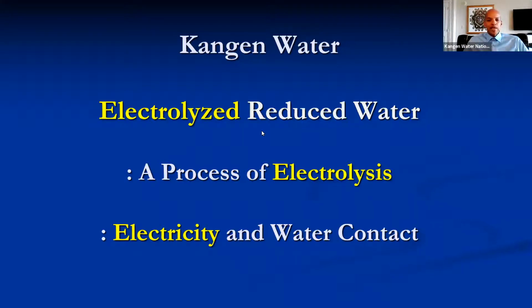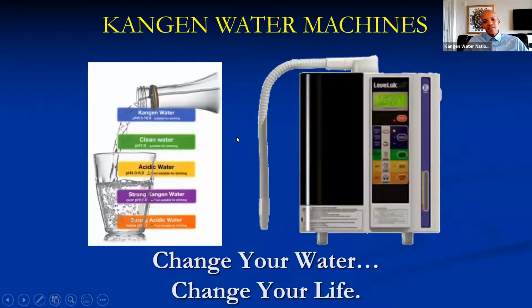Electrolyzed reduced water is an antioxidant water. Kangen water detoxes the body. Many people have referred to our Kangen water machines as alkaline water machines. Our biggest distributors and company representatives have often referred to it as alkaline water. But there's more than one way that you can make a water alkaline.